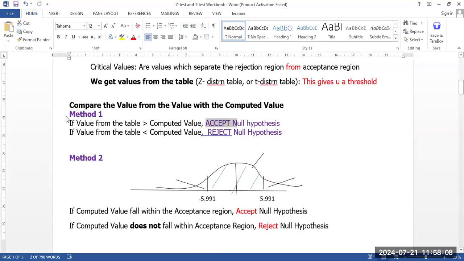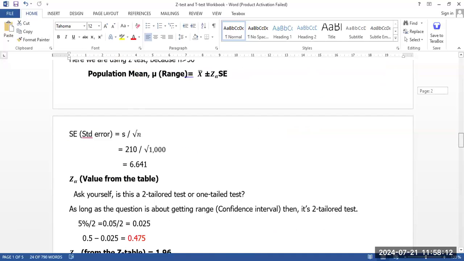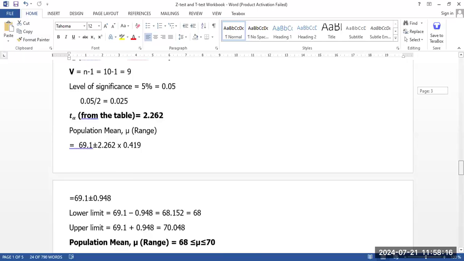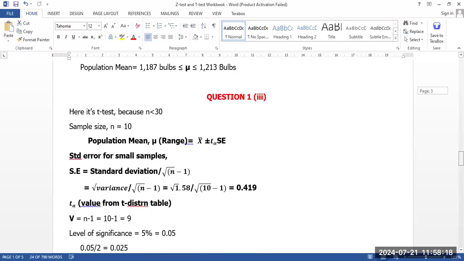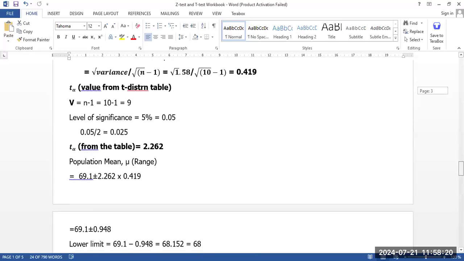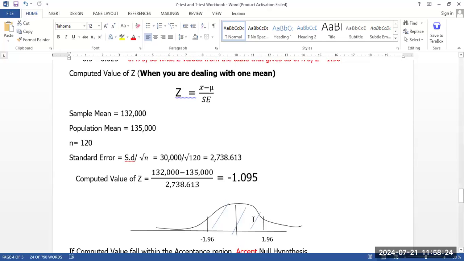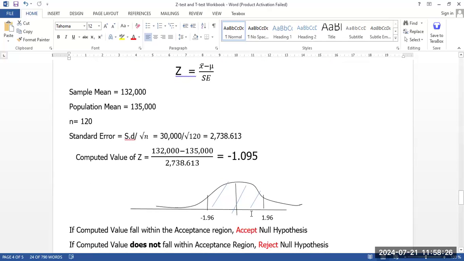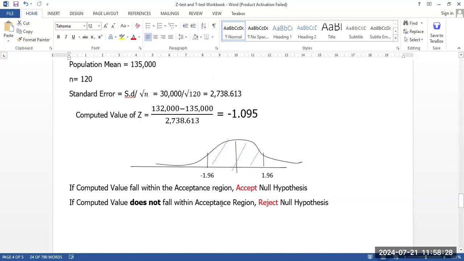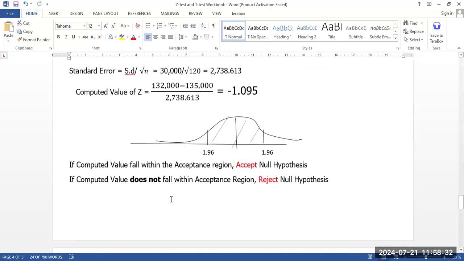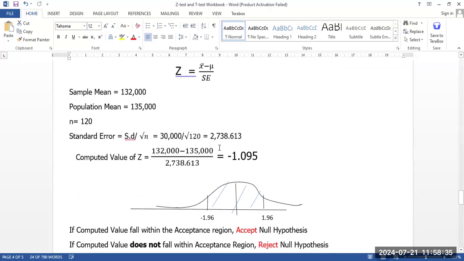So if you want to use this method, make sure that you are comparing a positive value with a positive value. We don't expect you to compare negatives. But if you're using this method, then just do it like this. So you choose the method that is easier for you. Any questions?